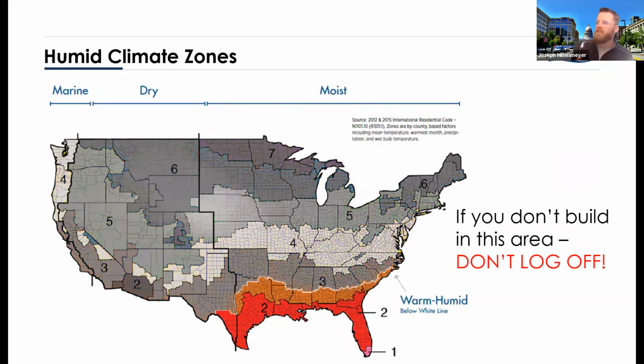As I said, we're going to focus specifically today on zones 1, 2, and 3, and particularly zone 3 in these coastal areas where you're south of that warm, humid line. But if you don't build there, there'll still be plenty to learn. So do not log off, please.